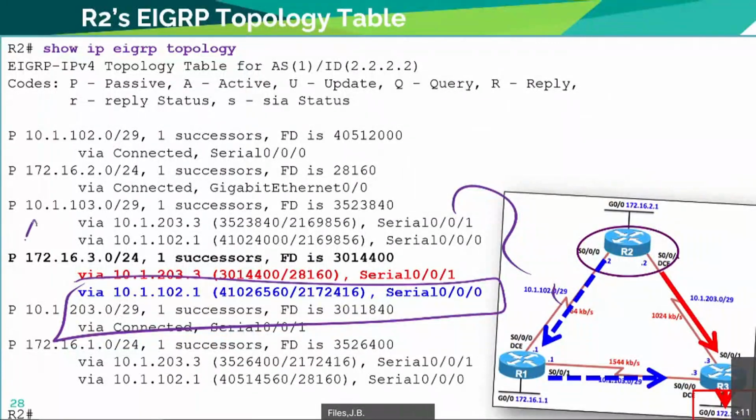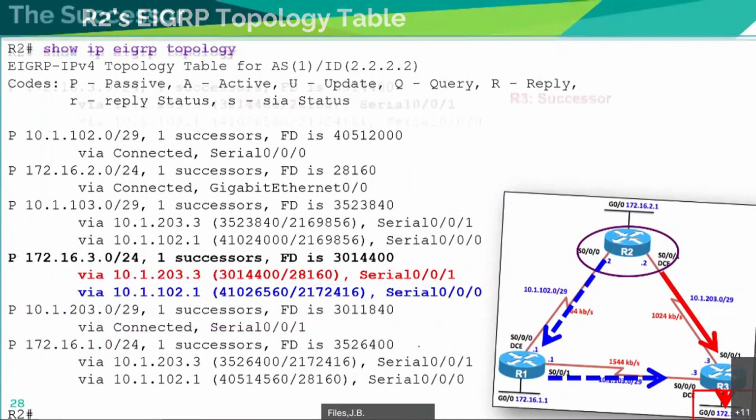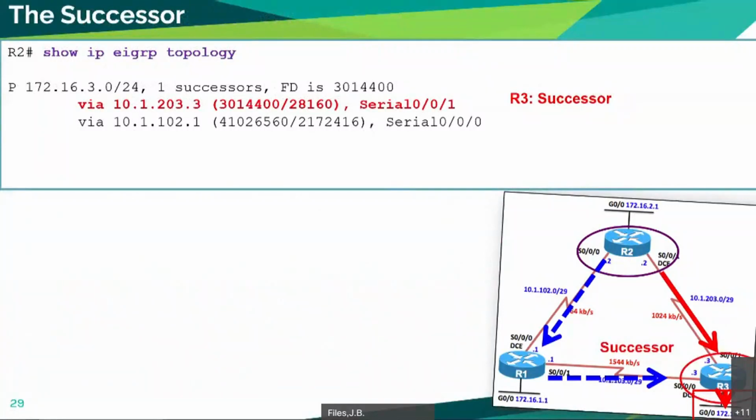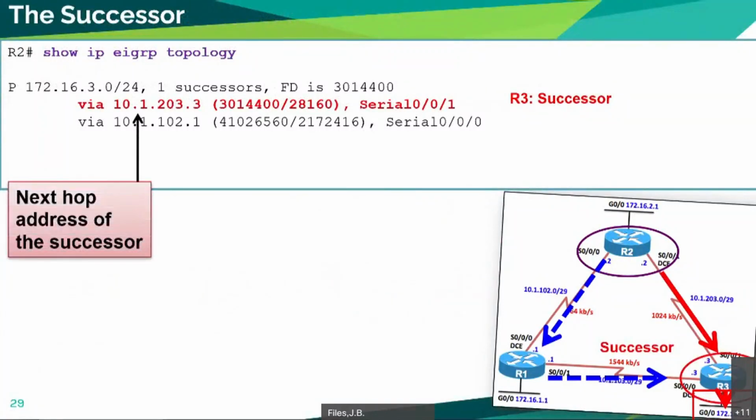Well, let's simplify the output and just look at that part of the topology table. Because the red one has the best metric, we're going to call that the successor, right?